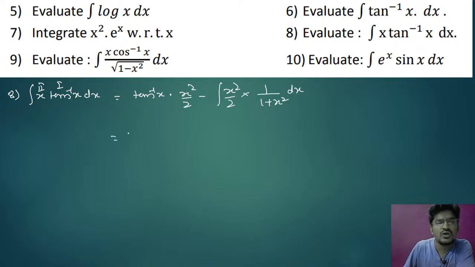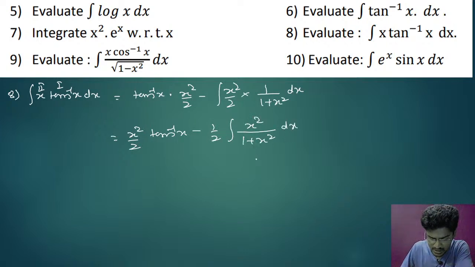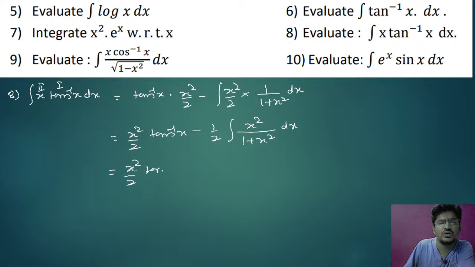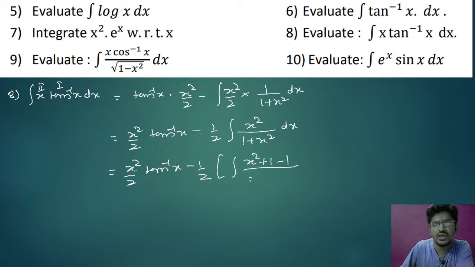Now x square by 2 tan inverse of x minus, taking 1 by 2 outside, integration of x square divided by 1 plus x square with respect to dx. Now you see how to simplify the integration of x square divided by 1 plus x square. That is x square by 2 tan inverse x minus 1 by 2 times integration of, I will adjust x square as x square plus 1 minus 1, divided by x square plus 1 with respect to dx.